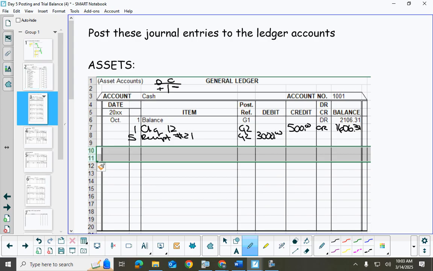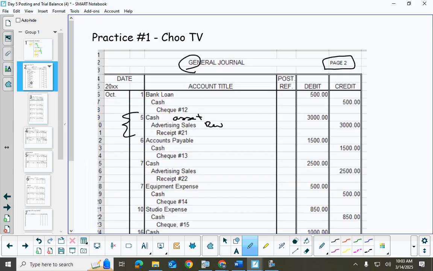Now, for assets, debit is a plus. So we're going to take our 1606 and we're going to add $3,000 to it. So it's going to be 4606.31. Okay. So I got that one done.